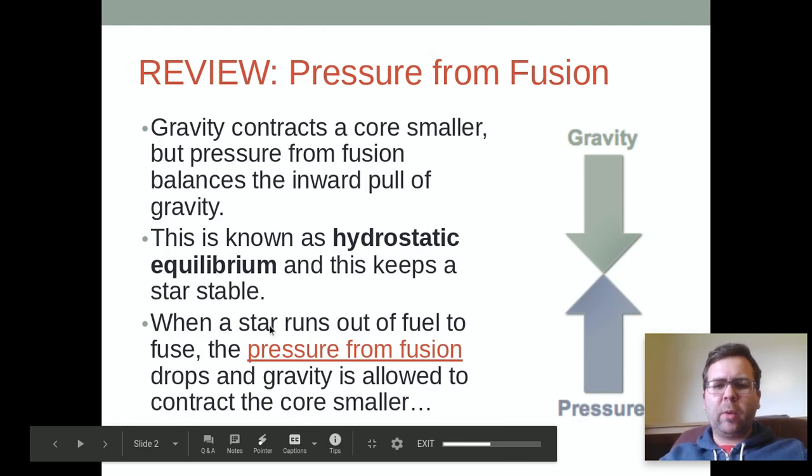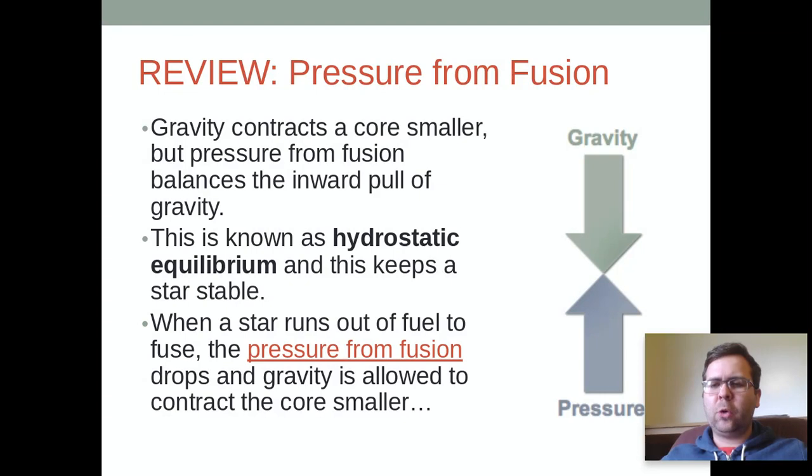And so when a star runs out of fuel, when a star comes to the end of its life, the pressure from the fusion goes away. So this arrow diminishes, and gravity is allowed to contract the core of a star into smaller and smaller pieces. So we're going to be talking today about the leftover cores.